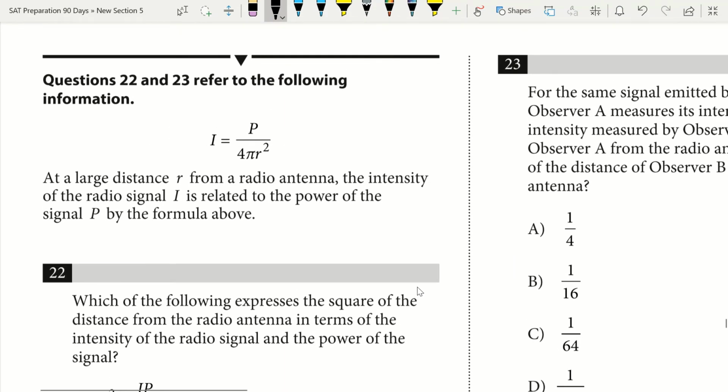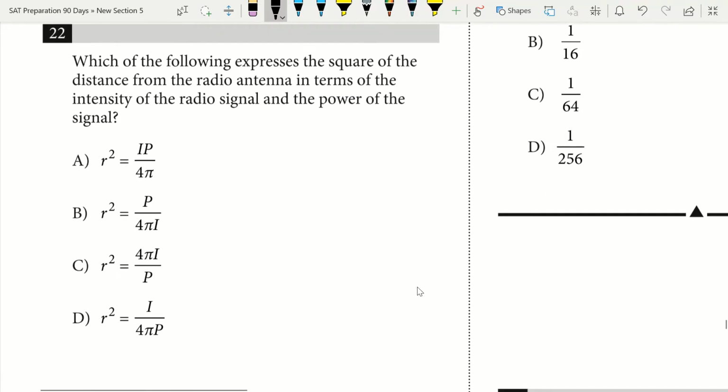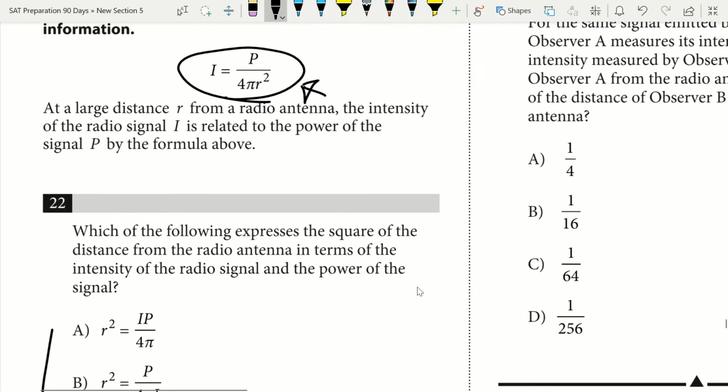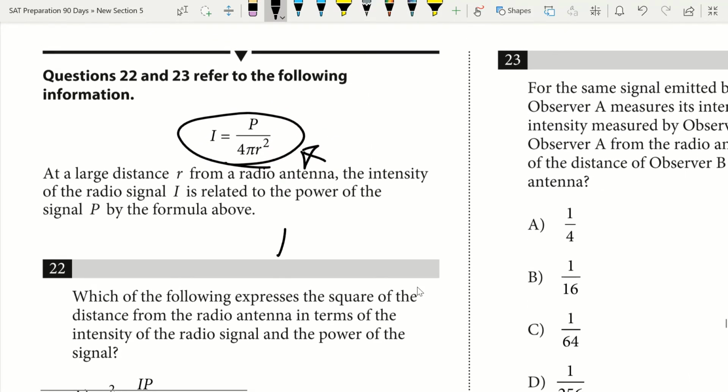All right, next thing, what I'm seeing right off the bat is I have a lot of variables here. I know one of my questions is probably just going to ask me to rearrange variables. I see I got A through D, show me R squared, so I know I'm just solving for what R squared is going to equal based on the variables. So I'm not going to read this part or really read this part. I'm just going to go ahead and manipulate it and get this question out of the way.